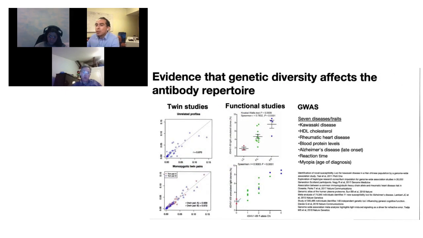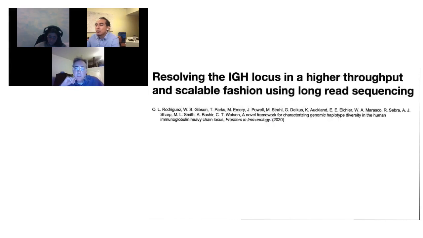So there's multiple pieces of evidence on why genetic variation, both coding and non-coding regions, matter in IGH. Twin studies have shown that the antibody repertoire gene usage within monozygotic twins is more similar than in unrelated individuals. Functional studies have shown that specific genotypes within the IGH locus correlate with usage of specific genes. And genome-wide association studies have associated IGH polymorphisms with different diseases and traits.